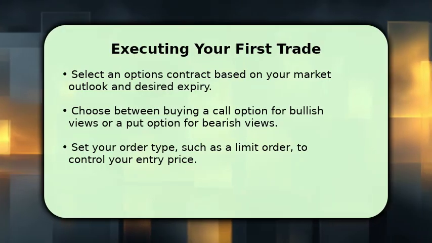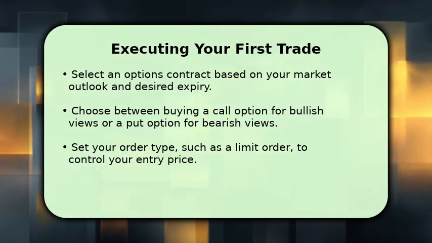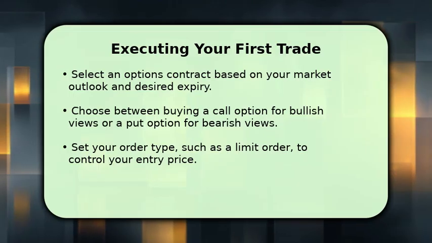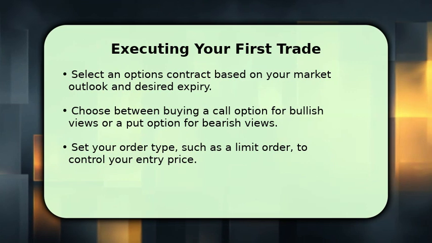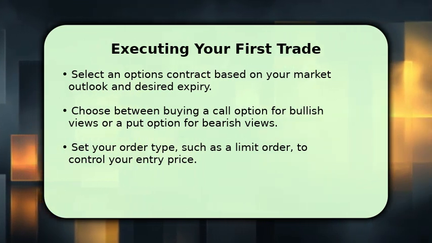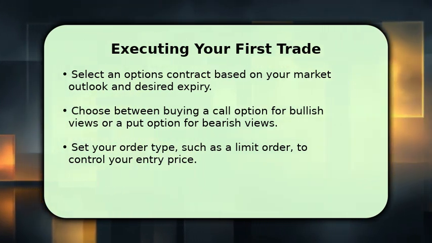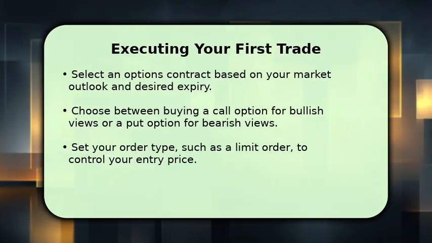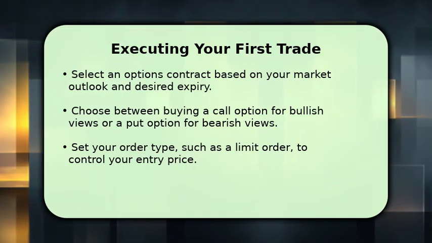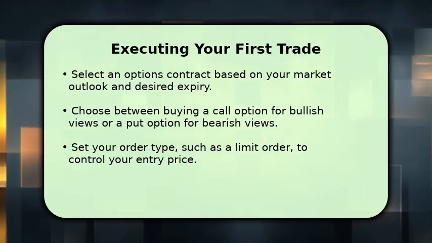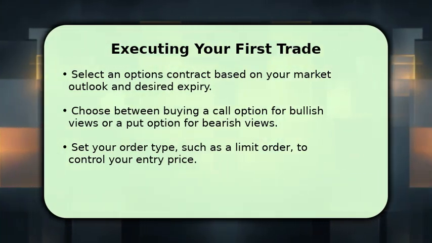When placing your first trade, carefully select an options contract that aligns with your market prediction and preferred expiry. If you anticipate a price increase, consider buying a call option. For a price decrease, a put option is suitable. Always use appropriate order types, like a limit order, to manage your entry and exit points effectively.